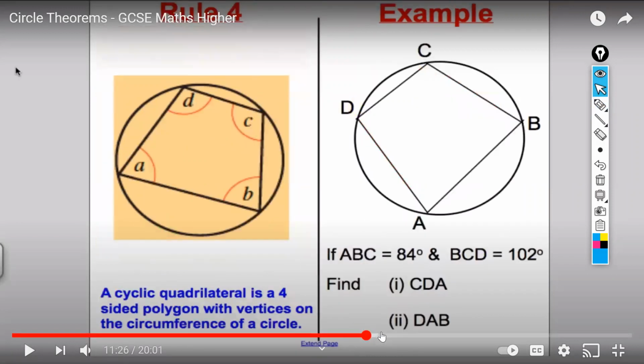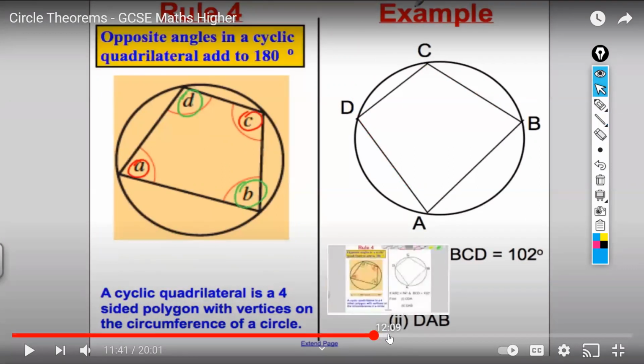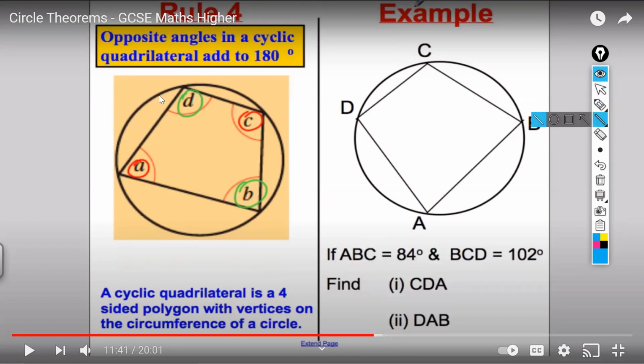Perfect. So the next rule, guys, is angles in a cyclic quadrilateral. It's a kind of easy rule, guys. It says opposite angles in a cyclic quadrilateral. So guys, if you have a quadrilateral inside a circle like this, a four-sided polygon, the opposite angles add up to 180.